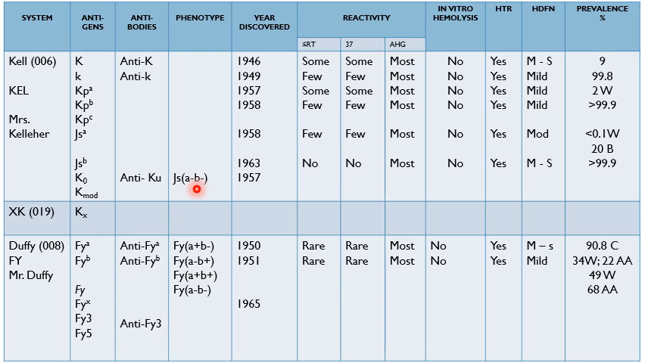Antibodies to KPA, JSA, and to other low prevalence KEL antigens are rare. Few people were exposed, but they result from pregnancy and transfusions. High prevalence antibodies are also rare because few people don't have these antigens. So, for example, the KPB and the small k.